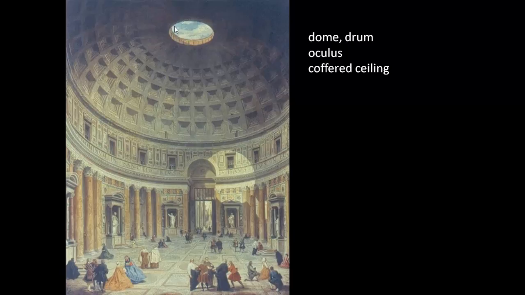The oculus is located in the dome, the hemispherical ceiling that we see up here. Very often, and this certainly becomes a focus in Christian architecture, the dome is viewed as the space of the heavens. So it makes sense that you would have the oculus as a kind of portal. The dome sits on the drum, which is the base.